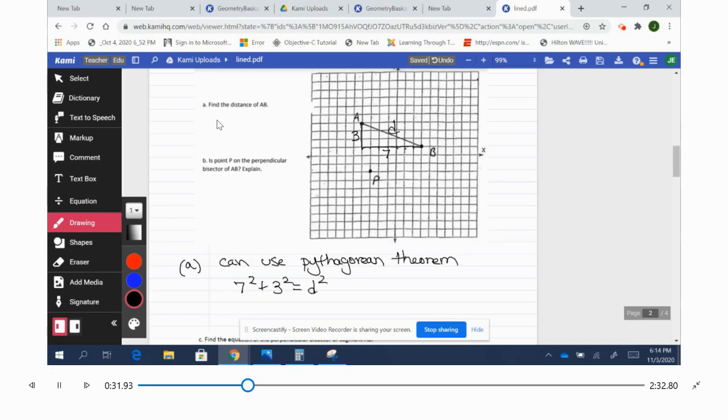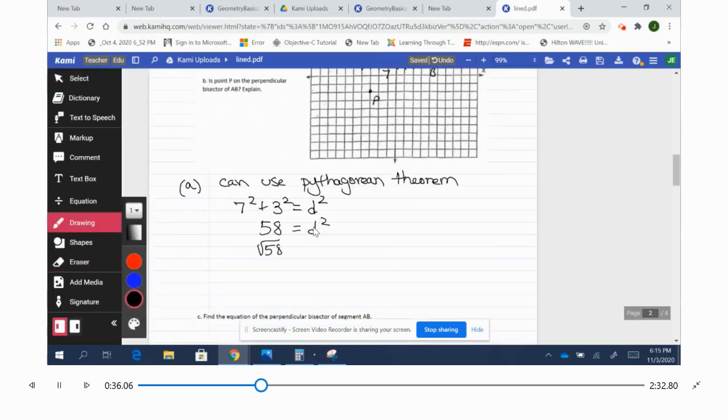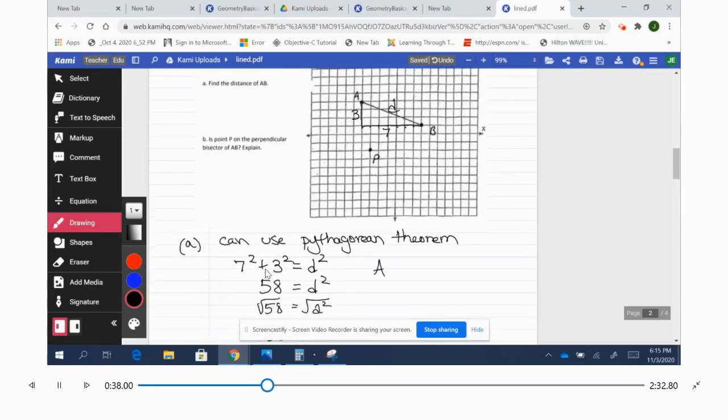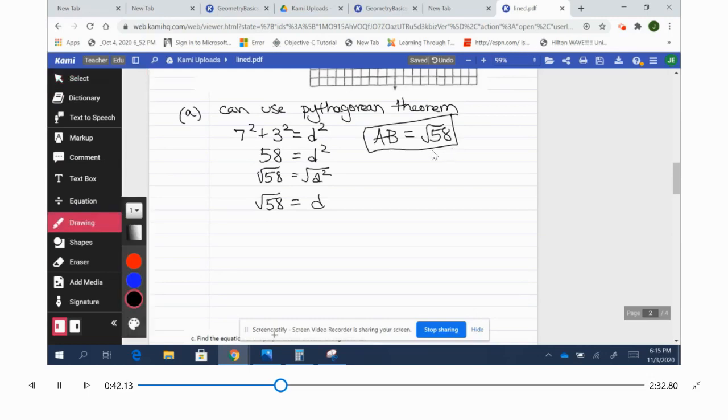Now, it does not say we can round. It is going to end up being the square root of 58, which is a decimal, just under 8, but it did not tell us to round, so I'm just going to leave it.